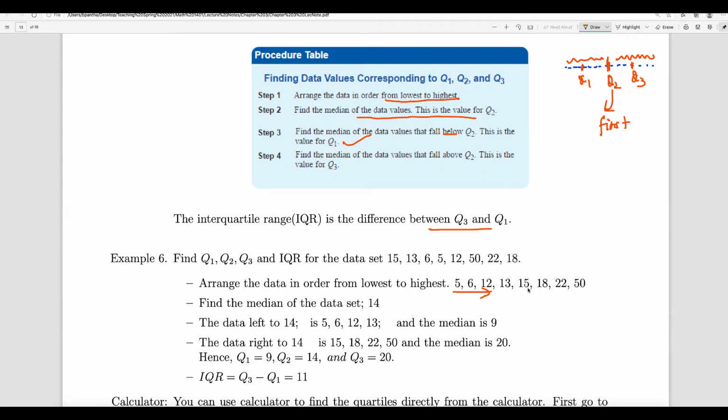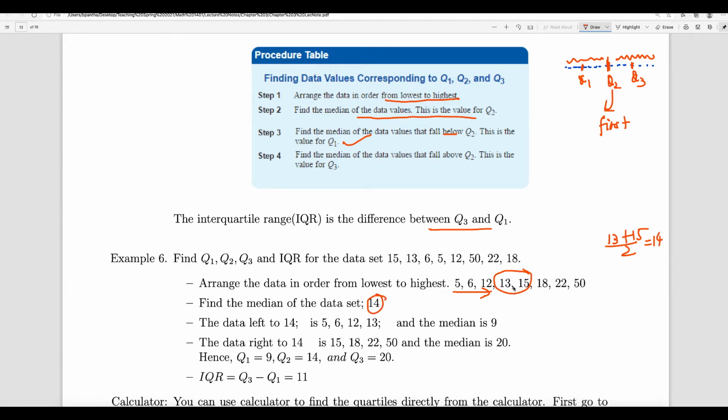So there is not a single data point in the middle. There are 2 data points in the middle, because to the right of these 2 there are 3, and to the left of these 2 there are 3. To find the single median, you find the average of those 2. What is the average of 13 and 15? 13 plus 15 divided by 2: 28 divided by 2 is 14. So 14 is the median.